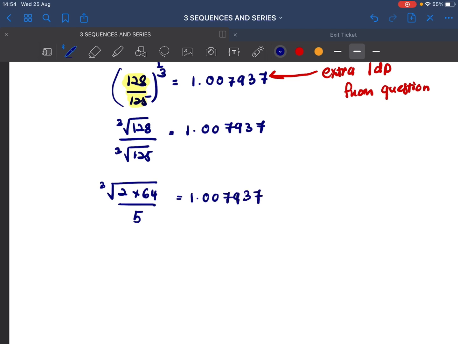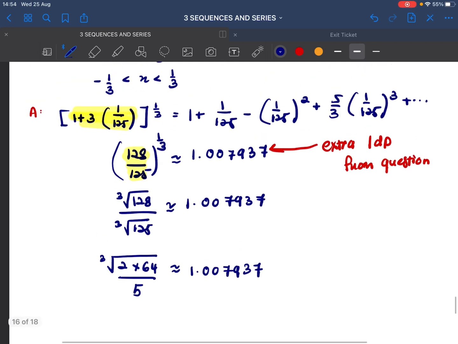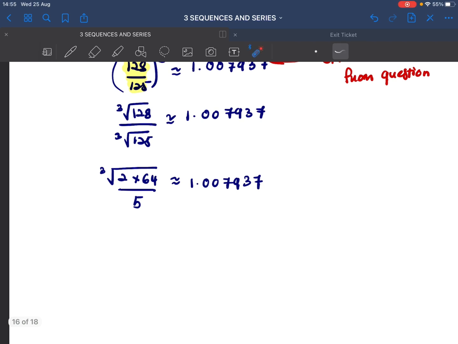1.007937. Okay, so kat sini boleh buat approximate lah. Approximate. Okay, so now we know that we want to find cube root 2. So this one kita boleh pecahkan.